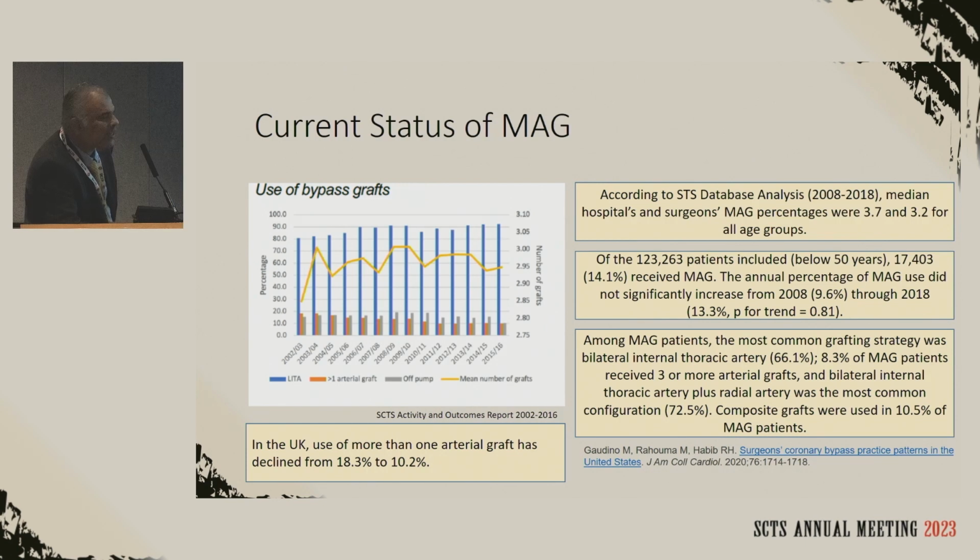So clearly, if it is the best operation to offer your patients, something is not right, and they're not getting the operation that they should be offered. What was also interesting is that even across the Atlantic, beta grafting is the more preferred strategy, and 8% of the patients would receive 3 or more arterial grafts from the surgeons who know how to do it, basically.